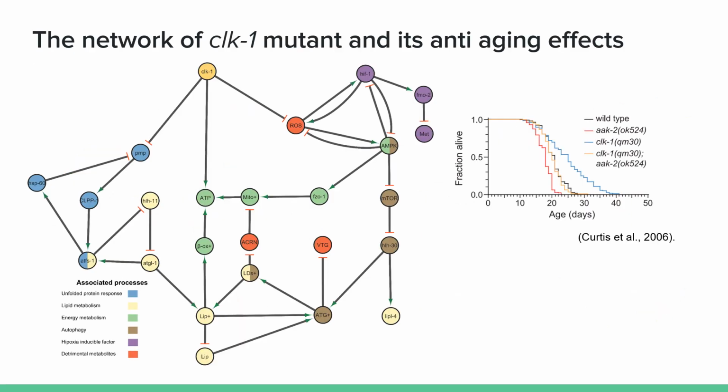Here is the network. It is composed of 25 nodes that represent multiple elements like transcription factors, kinases, enzymes, and cellular processes. Some of the most important nodes are associated with autophagy and lipid metabolism. In the top right of the network, we can see an interesting loop between ROS, HIF1, and the AMPK kinase. This interaction is curious because a double mutant of CLK1 with AAK2, the alpha subunit of AMPK, reduces the lifespan of CLK1 to wild-type condition, as we can see in the right graph.